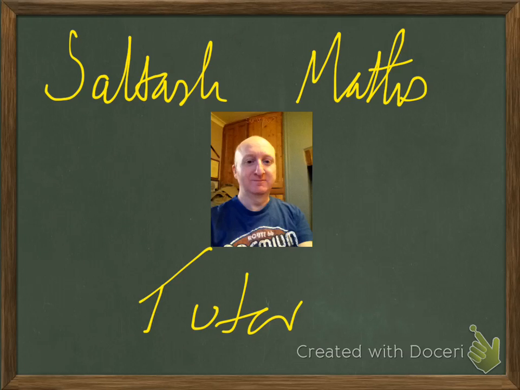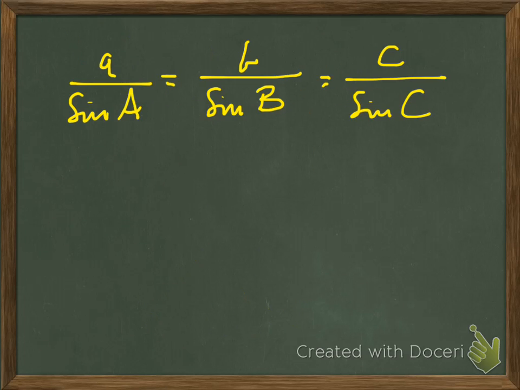Geometry 2 has shown you what SOH CAH TOA means, and this video is going to be about the sine rule. Okay, so the sine rule, this is it: a over sine A equals b over sine B equals c over sine C.